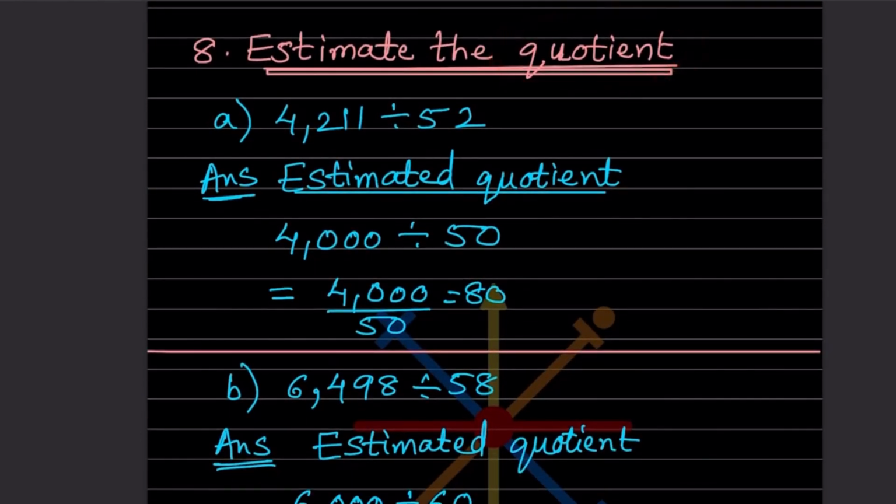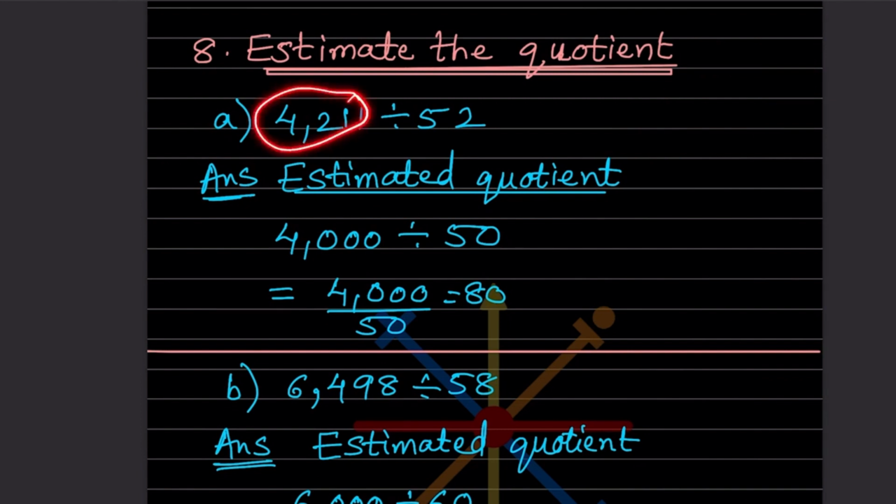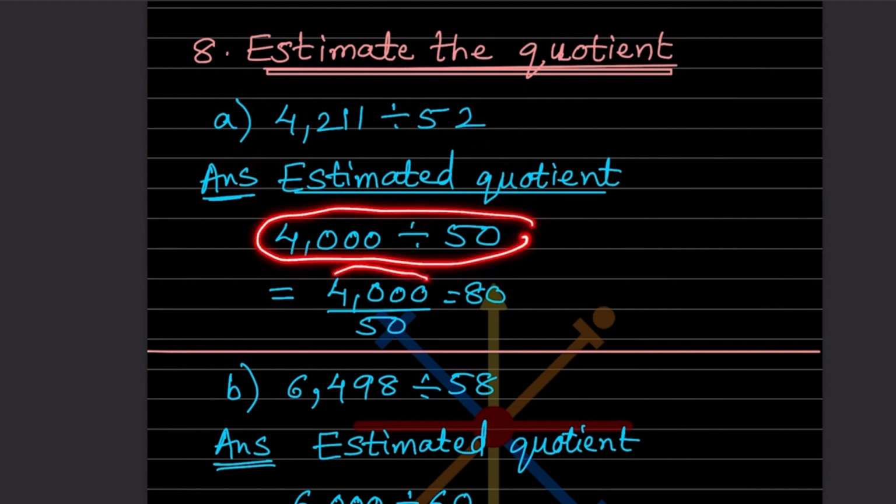Now here it is given 4,211 divided by this one. Quotient means in division, when you divide some number, whatever you get, this is the quotient, isn't it? So that is the answer, okay? So you have to estimate the quotient over here. So now look here, 4,211 is 4,000 and this 52 becomes 50. So this was in the horizontal way of division. I had just done it in the vertical for better understanding.